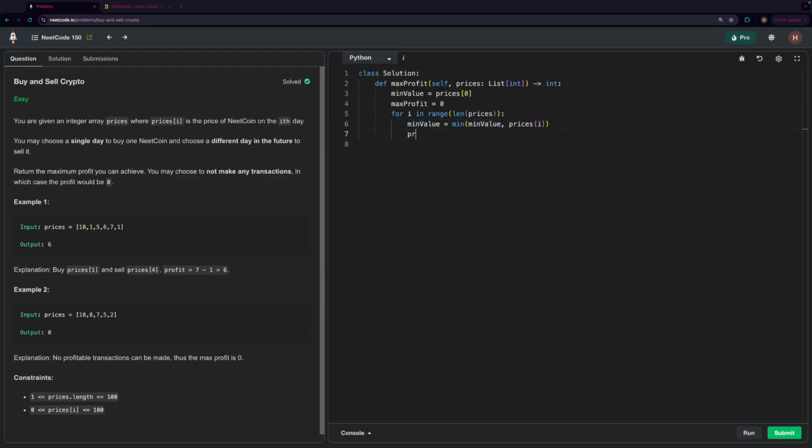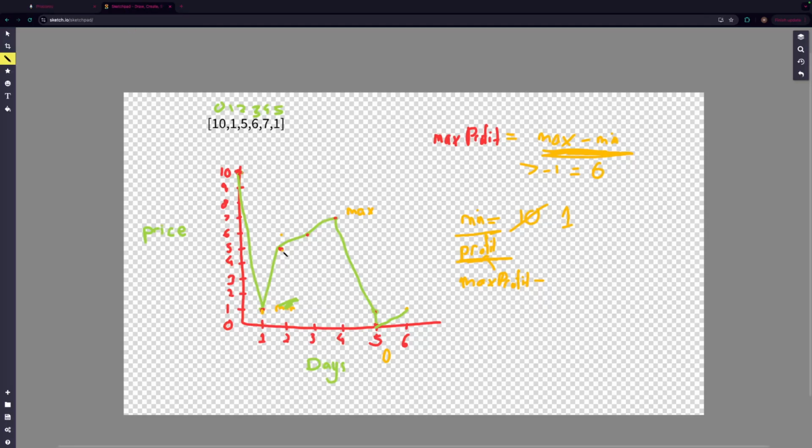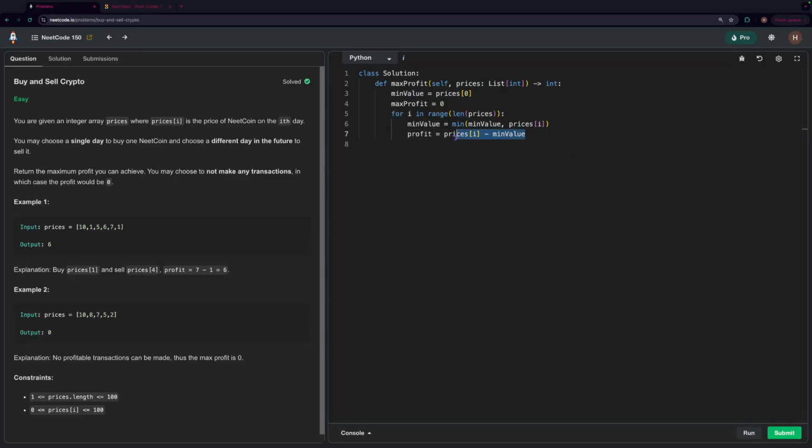The next thing we're going to do is calculate the profit. We can calculate the profit by saying prices at I minus min value. Basically, what this would do is, let's say min value here is at 1, but the current iteration we're here at 5. We'd subtract 5 by 1, get 4, and that's our profit. And then we want to set max profit to be the max value between profit and max profit. And then we know at the very end, we just want to return max profit. Now let's see.